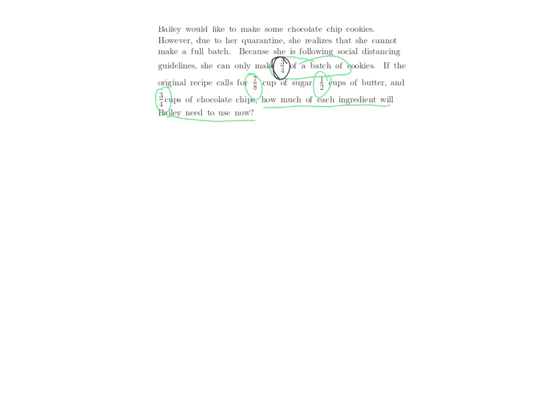So for the sugar, Bailey is going to do 3/4 times 7/8. For the butter, Bailey is going to do 1/2 times 3/4. And for the chocolate chips, she's going to do 3/4 times 3/4.